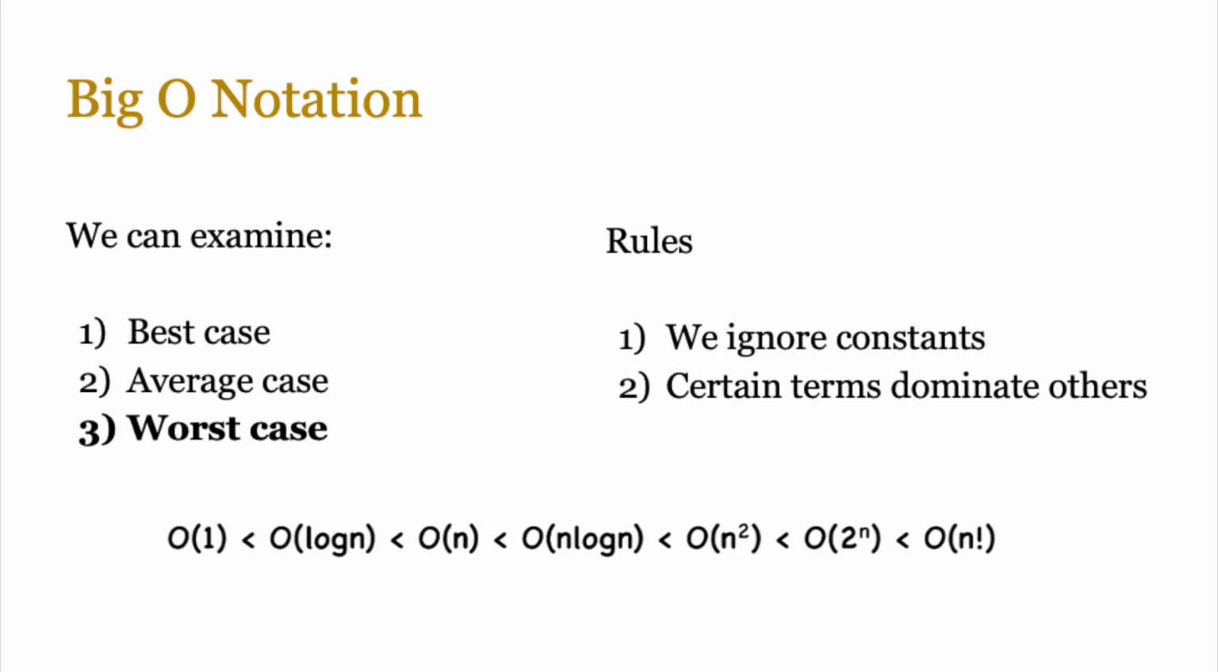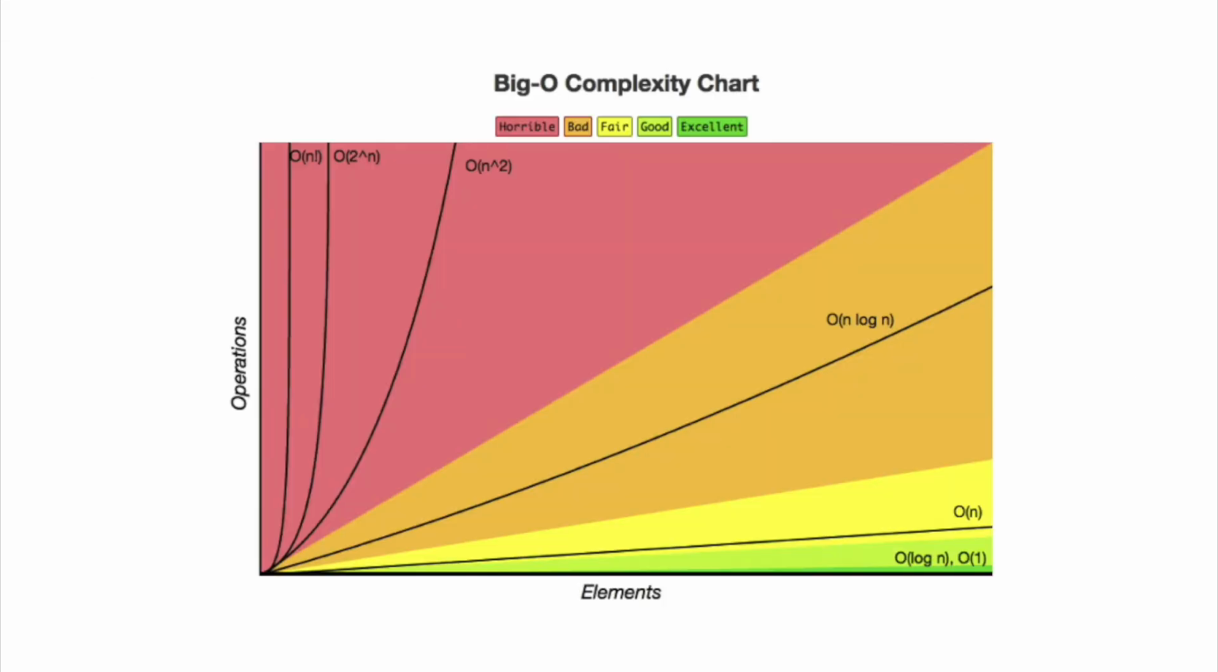Big O of 1 is the fastest, and big O of n factorial is like throwing cards up in the air and hoping they land in the correct order. And everything else falls in between. Perhaps this graph illustrates it much more effectively.